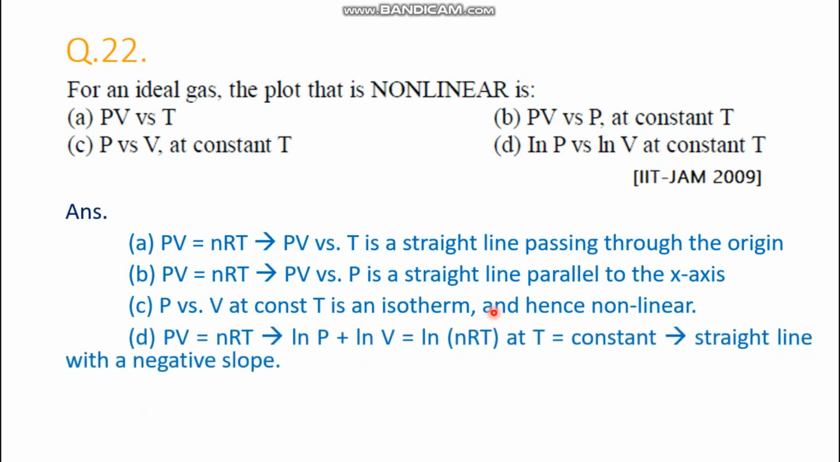Let's check D. In D, it is said that ln P, the natural log of P, versus the natural log of V. So we know PV equals nRT. So ln P plus ln V becomes ln nRT. Therefore, if T is constant, in that case this is also linear. So the correct answer is C.